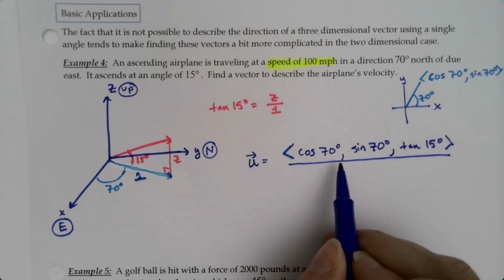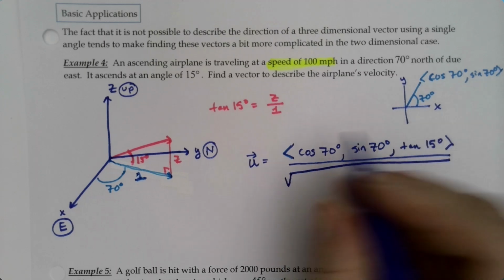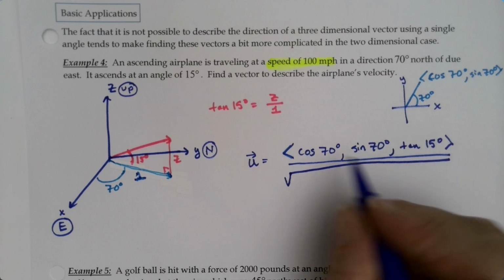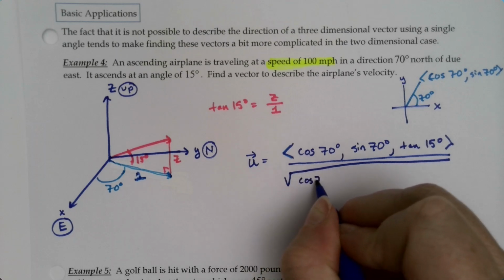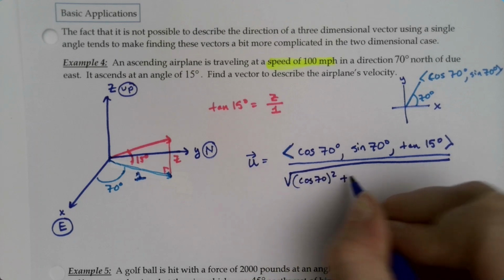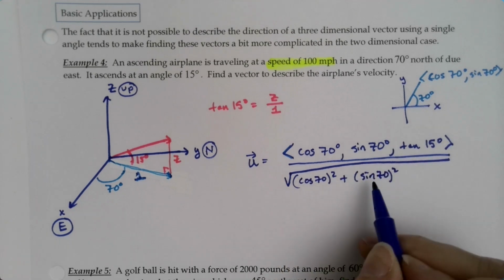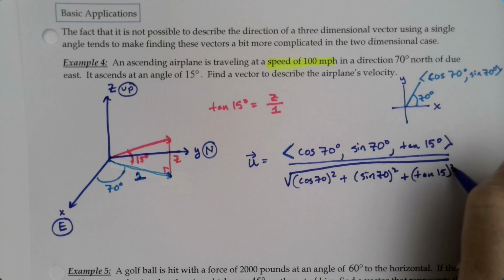So we're going to have to divide it by the magnitude of itself in order to unitize it, if you will, instead of being whatever length this is. We don't know what length that is, but whatever length it is, it's no good for us. So we're going to divide it by the square root of cosine of 70 squared plus sine of 70 squared. Those two would make 1 together, so they're not a problem. Plus tangent of 15 squared.